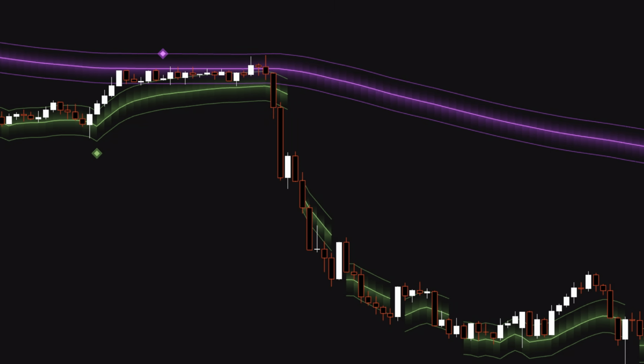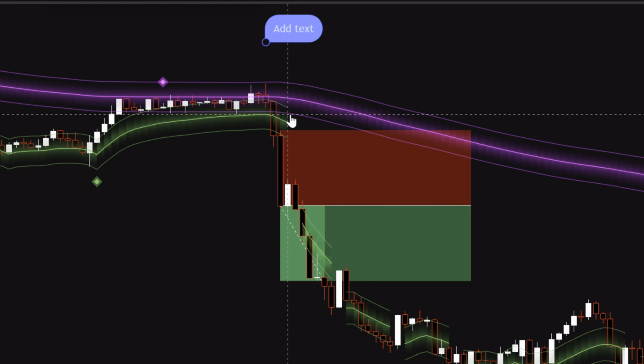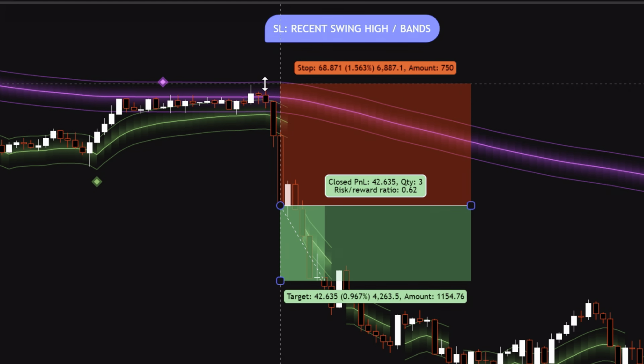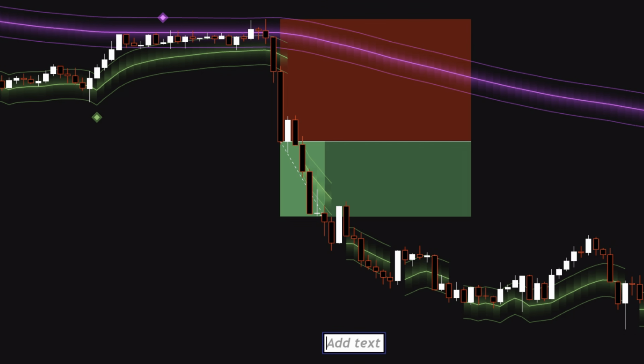Now let's talk about capital preservation. Risk management isn't a limitation. It's the only thing that allows you to survive the losing streaks that every trader faces. We place the stop loss at the recent swing high or right at the bands. That's our invalidation point. If price goes there, our theory is dead. We're aiming for a 1 to 1.5 risk-to-reward ratio. We aren't looking for moonshots. We're looking for a systematic process that works over a large sample size.